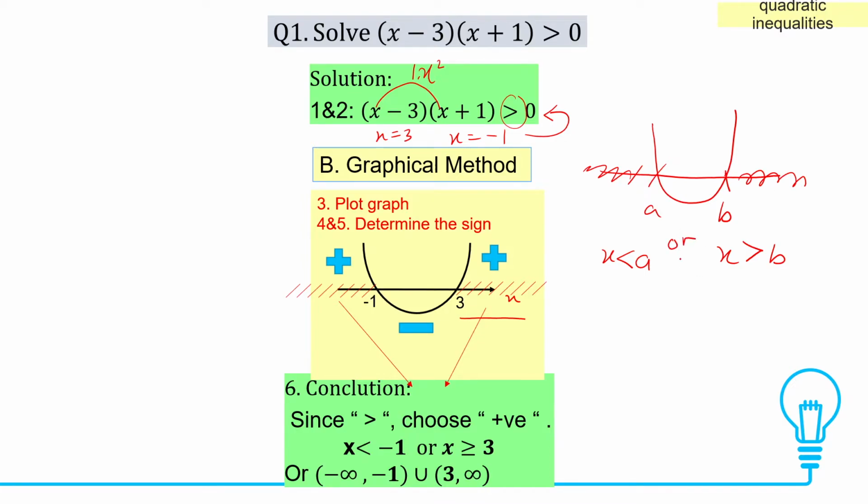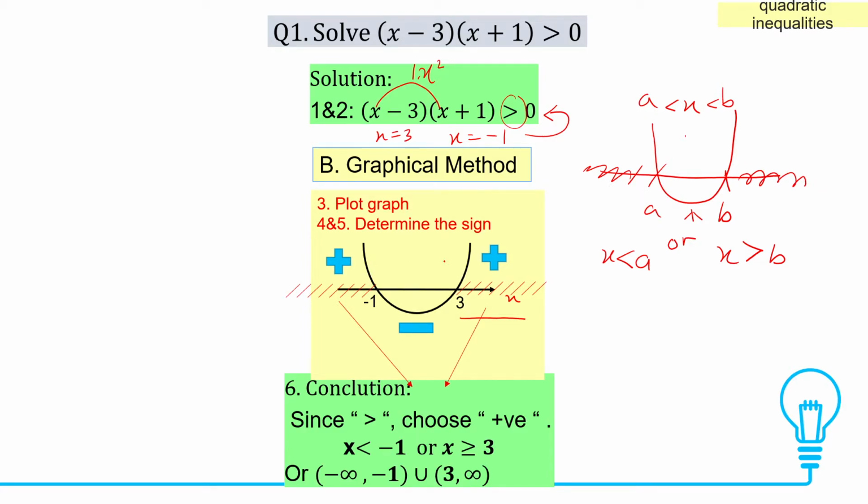This is an OR. Why is it not AND? Because x cannot be less than A and greater than B at the same time, so it's an OR. After that, what about the one in between A and B? As I said, x is in between A and B. So we have three different regions: less than A, in between A and B, and greater than B.